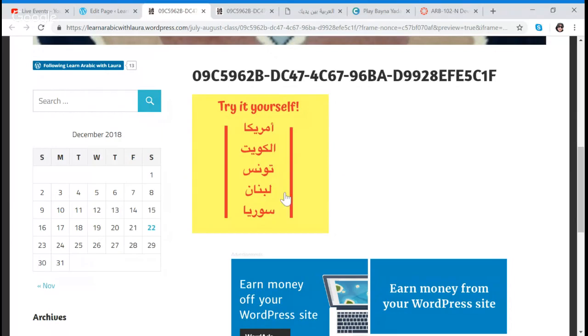Lebanon. Lebanani. Try that one again. Lebanani for a male. Yes. What about for a female? You've got the word Lubnan, and then you want to add Yah and Tamarbuta with Shedda over the Yah. So it becomes Lubnania. Good. So for a male, it's Lubnani, Huwa Lubnani, Hiya Lubnania.